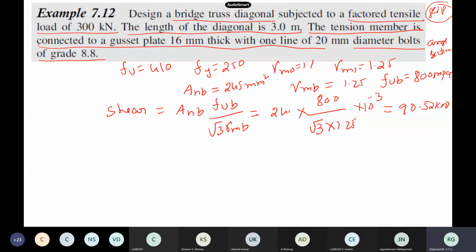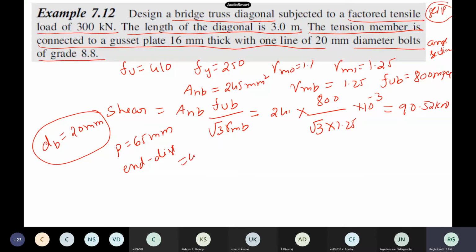Now let us say that 20 mm diameter. So the diameter of the bolt is 20 mm itself. Based on that, you decide approximate pitch distance, end distance, and others. So let us say for this problem we take pitch as some 65 mm, end distance as some 45 mm, and edge distance also we take as some 50 mm. So these are the assumptions. You can vary them also based on our IS code.